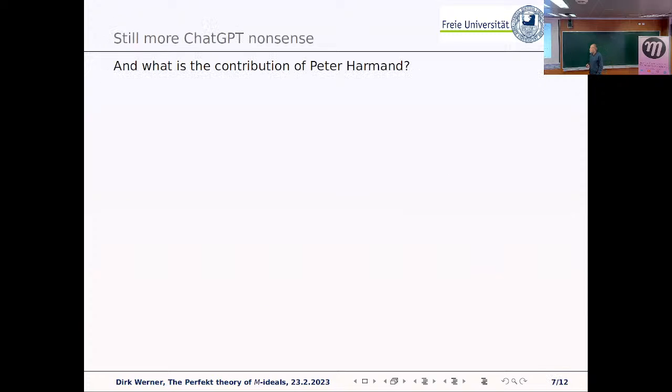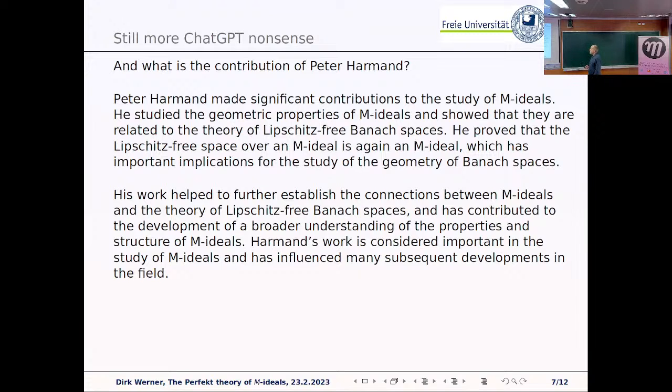So here's another question to ChatGPT: what did Peter Hamann do? And now things really get surprising, because ChatGPT makes a connection to Lipschitz free spaces that Peter has never looked at as far as I know. The theorem that it mentions, the Lipschitz free space over an M-ideal is again an M-ideal. I don't even know what that means. To me it's complete nonsense.